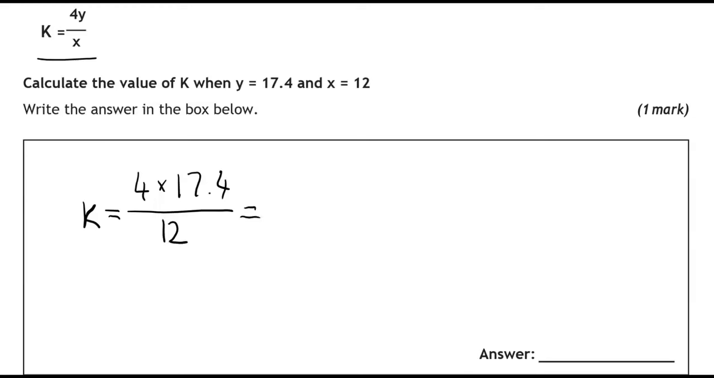So we can get the calculator and multiply 4 by 17.4, which is 69.6, and then divide that by 12, which using a calculator gives us 5.8, and that's the final answer.